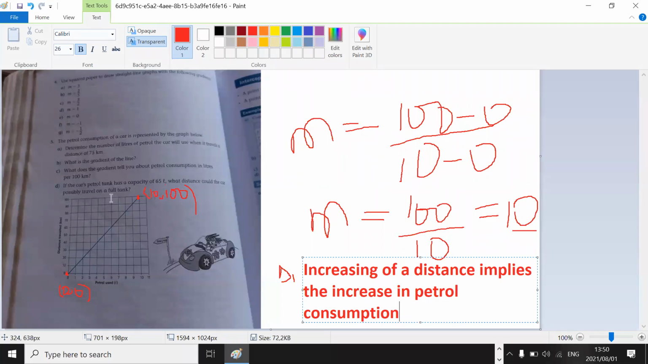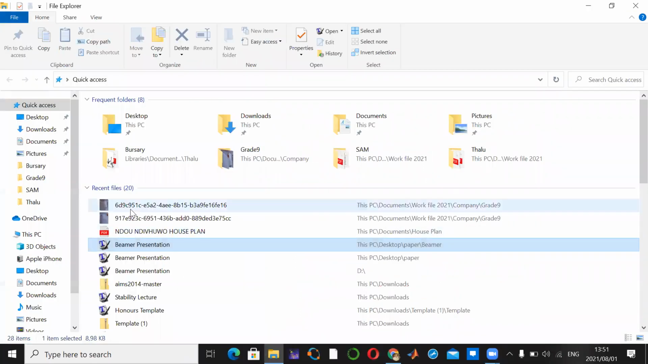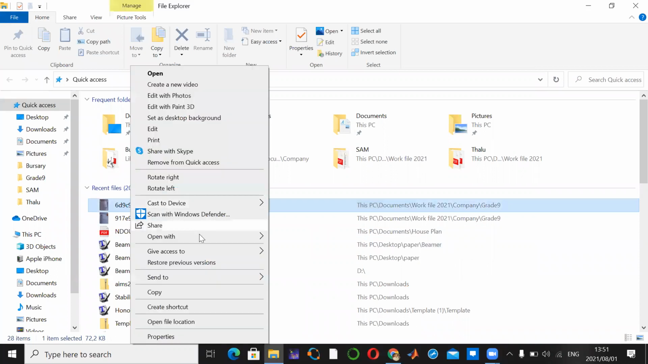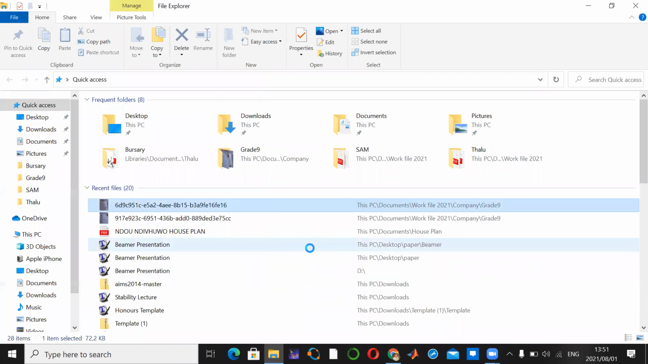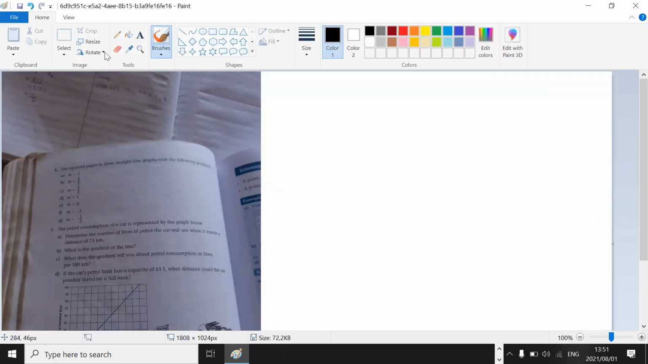So let's go to the last question, which says: if the car's petrol tank has a capacity of 65 liters, what distance will the car possibly travel on a full tank? All right, let me get a new script so that I explain that part for you. It's another important question. So this is how we do this question.